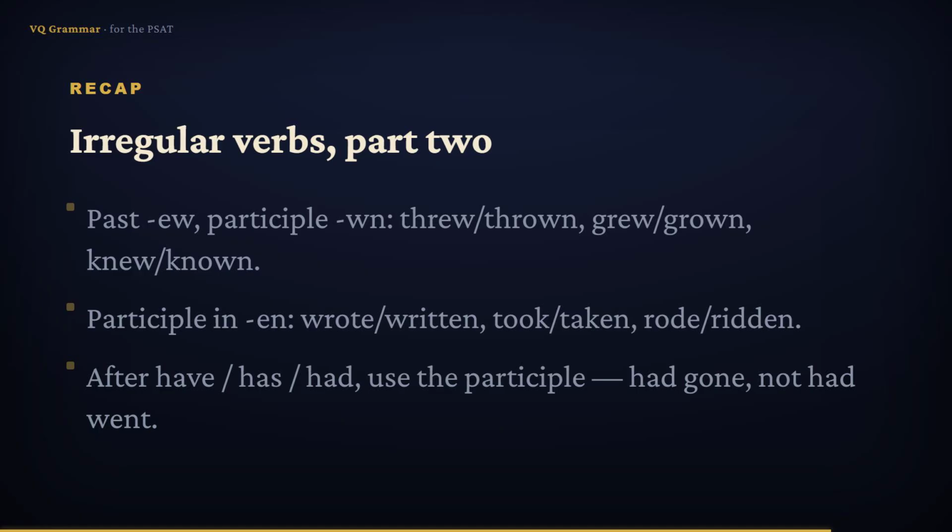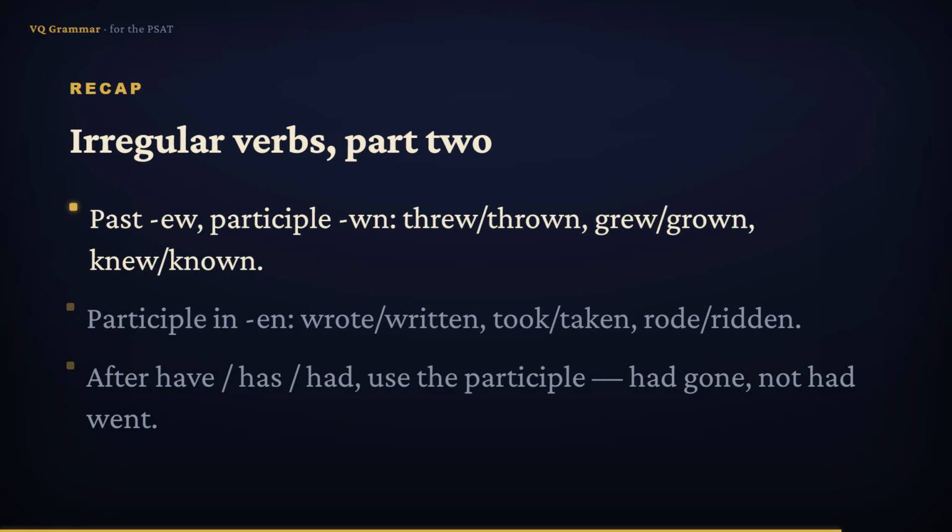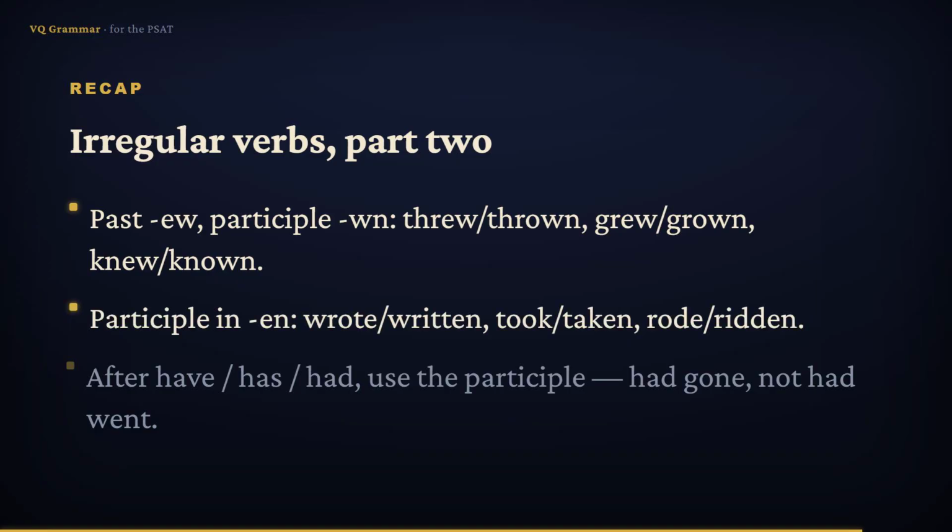Let's wrap up. We learned a second batch of irregular verbs by their patterns. The EW-WN group: throw, threw, thrown, and grow, grew, grown. The EN group, where the participle ends in EN: write, wrote, written, and take, took, taken. And the oddballs like go, went, gone that you just memorize.